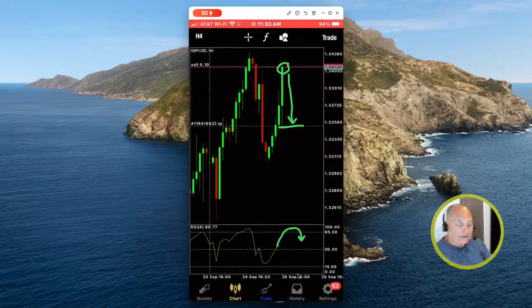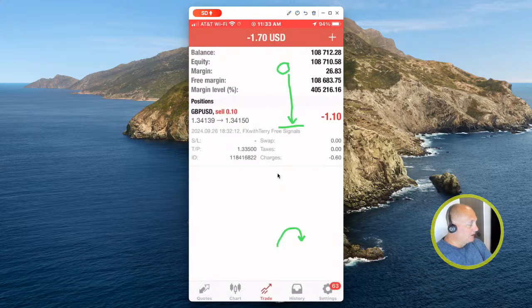It could do anything. So I'm not going to sit here and try to analyze anything. Just like my intro says, zero analysis. We're in the trade. We are in the trade. GBP USD sell trade. Take profit price 1.33500.